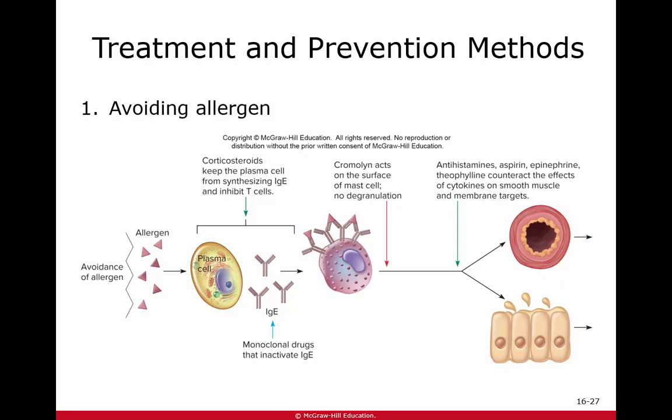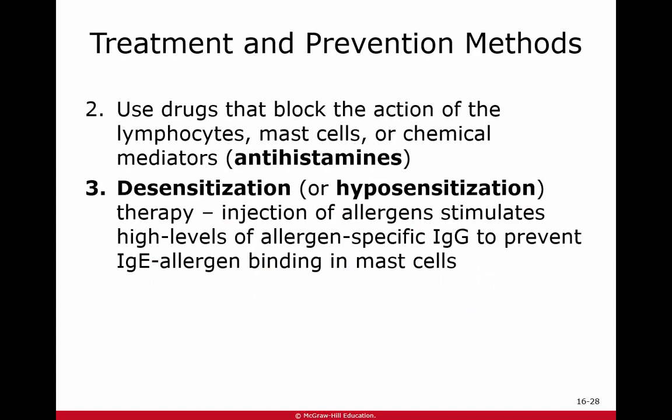Okay, how can we treat and prevent these reactions? First of all, the most common way is just to avoid the allergen. If you're allergic to it, try to stay away from it. We can also use drugs to block the action of the lymphocytes and the mast cells and those chemical mediators. These drugs are called antihistamines.